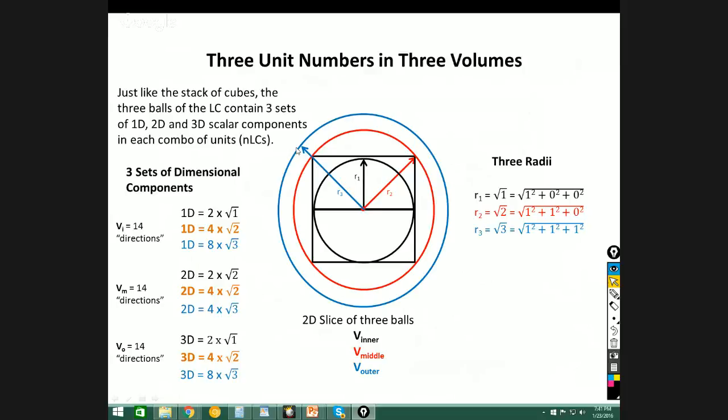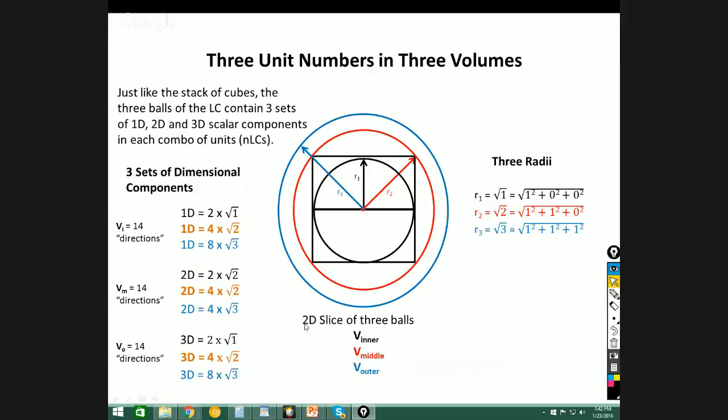for the outer volume. And then the red is the inner volume, square root of 2, defined by the two-dimensional slice of the three-dimensional stack of 1 unit cubes. And then, of course, inside that stack, the unit is 1, or the square root of 1.